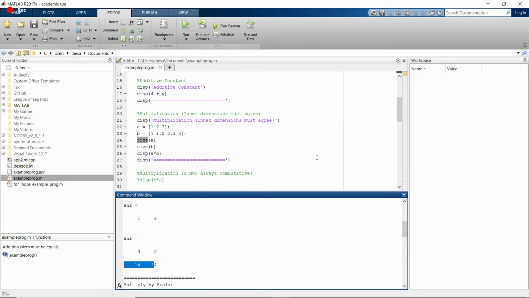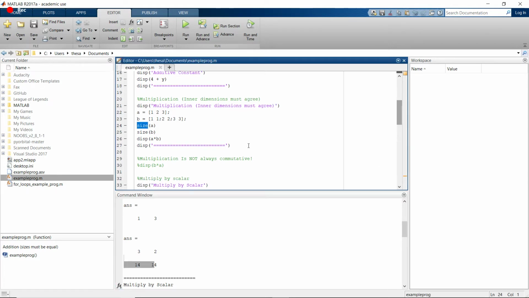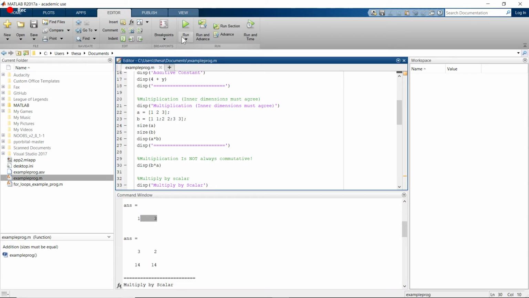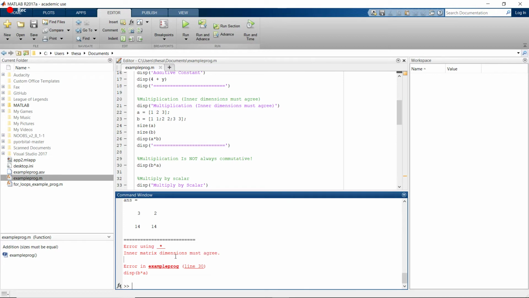And so I want to point out that multiplication is no longer commutative when you're working with matrices. And that's because the inner dimensions might not always match. So if we were to do the reverse, B times A, well, the inner dimensions wouldn't match. It would be 2 and 1. Those do not match, so we cannot multiply these. So if we run the program again, MATLAB complains, and again, it's because those inner dimensions do not agree.